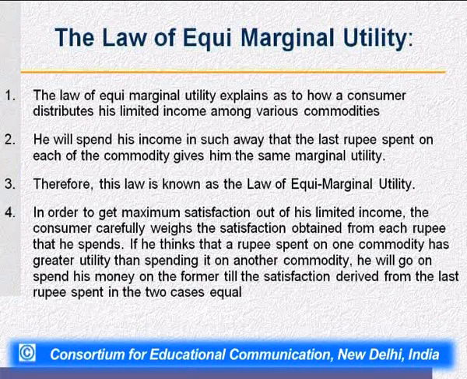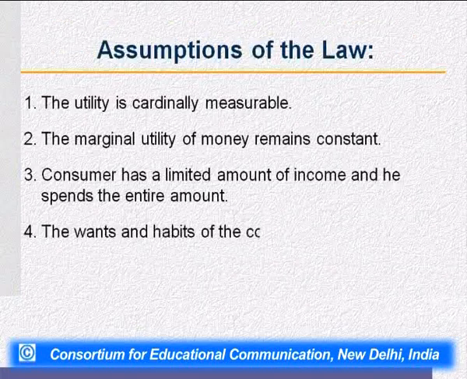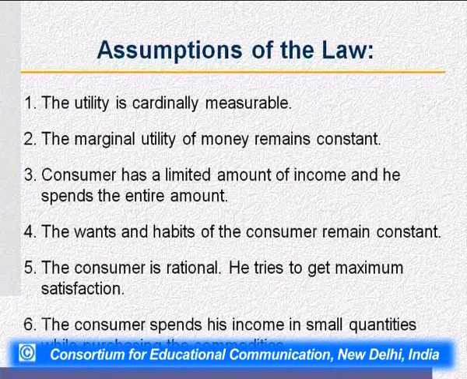The same law we are trying to understand with the help of a table, and before we go to the table, there are some assumptions of the law, as with the law of diminishing marginal utility. Here are some assumptions of the law of equi-marginal utility. This law is also under the cardinal approach, where we can measure utility in numeric figures. So the laws we discussed in the cardinal approach are the law of diminishing marginal utility and, second, the law of equi-marginal utility. So what are the assumptions?